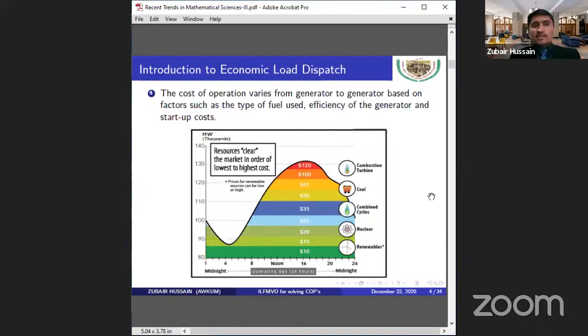As we can see in this figure, which is depicting a 24-hour demand versus time, from midnight to morning, cheaper fuel types can be used to fulfill the demand. On the other hand, in peak hours, that is from afternoon to midnight, expensive fuel types are added to fulfill the demands.